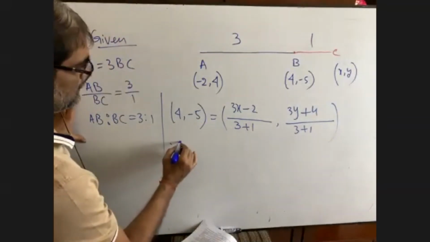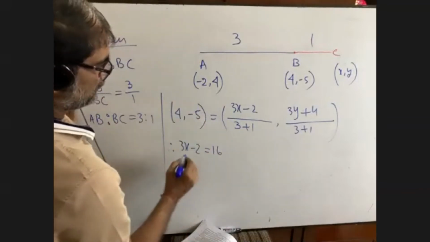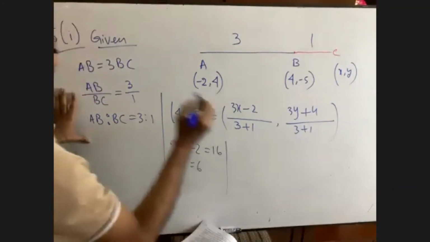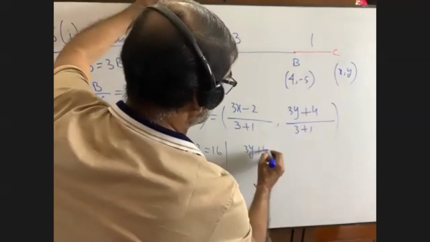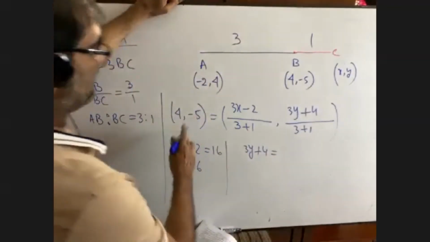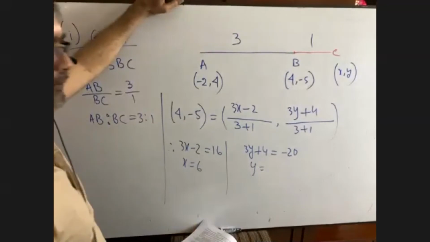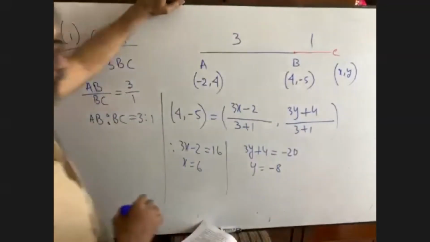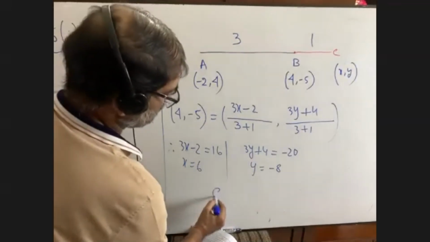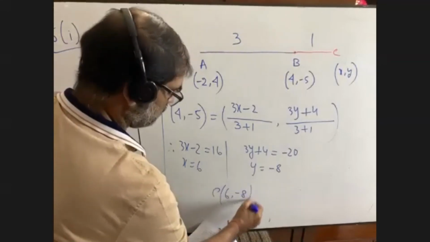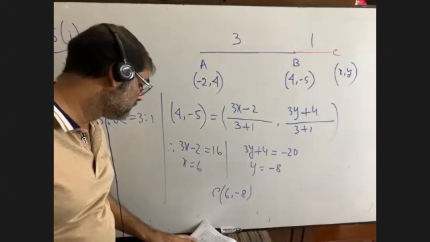Now from this, you can easily find this equals to this and this equals to this. Therefore, we are getting 3x minus 2 equal to 4 into 4, that is 16. So we are getting x equals to 6. We are getting here 3y plus 4 is equal to 4 into minus 5, minus 20. So we are getting y equals to minus 24 by 3, that is minus 8. So our point C has been found, 6, minus 8. So C is 6 comma minus 8 and it is our answer. Yes, we are done.